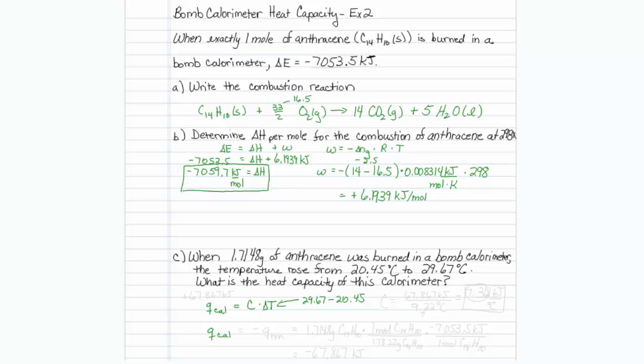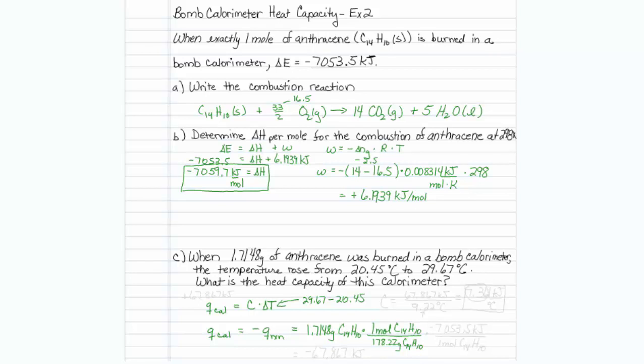Now, the heat change of the calorimeter is going to be the opposite of the heat change of the reaction that occurs in that calorimeter, and we can figure that out by our delta E. We have 1.7148 grams of anthracene, which is C14H10. So, I need to get my molar mass of my anthracene, so that would be 178.22 grams of anthracene per 1 mole of anthracene.